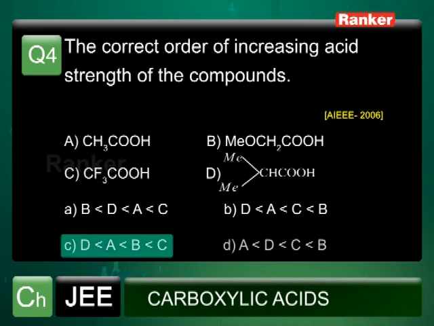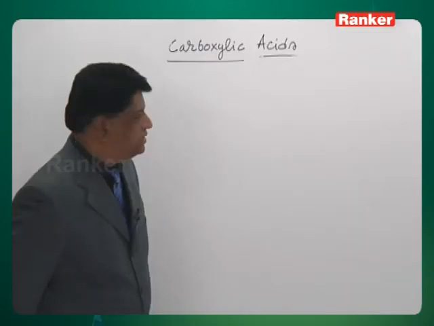Therefore, answer C is the right answer, in which trifluoroacetic acid is arranged at the end and dimethyl acetic acid at the first, and in between that, acetic acid and methoxyacetic acid. So the answer C is the right answer. So let's go for question number 5.